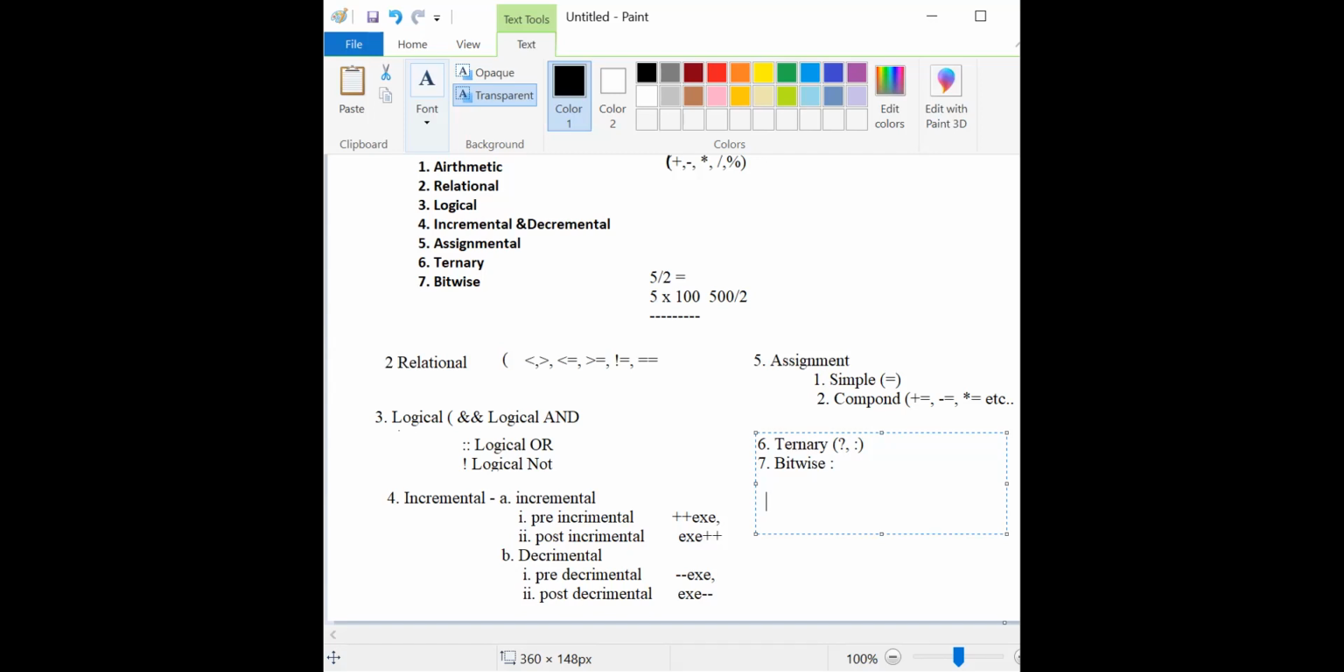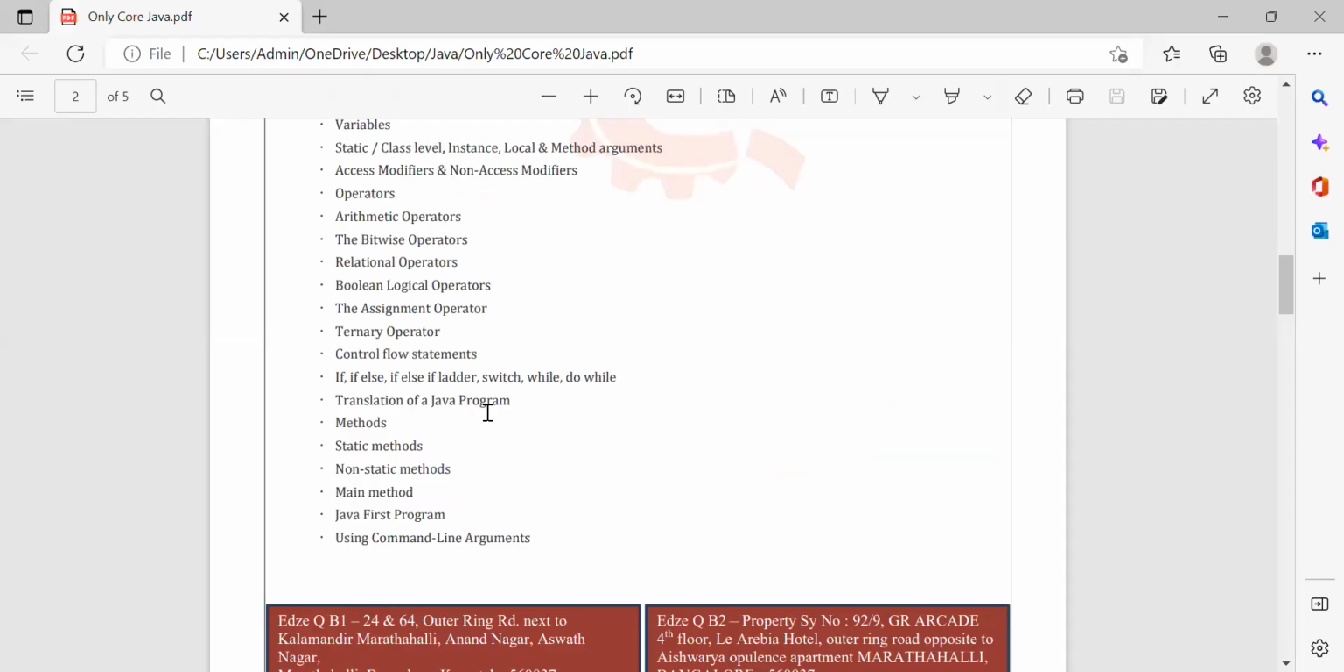Tomorrow onwards we will discuss this. This is the syllabus actually. We have completed access modifiers, non-access modifiers and operators also. These operators include arithmetic operators, bitwise operators, relational operators, and Boolean operators, in the sense of true or false. Logical operators have that type of functionality. Then assignment operators and ternary operators.